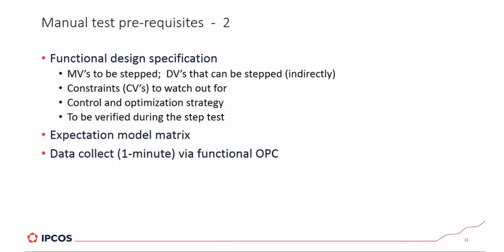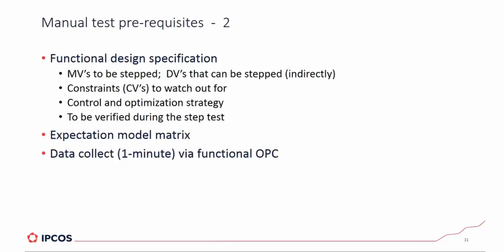Before we start our step test, an important prerequisite is the actual functional design specification, because this will tell us which are the MVs that we need to step, which are the DVs that have to be watched or stepped in the case where that is possible, maybe in an indirect way, for example. And also that will tell us which are the CVs, the constraints that we will be watching for. Some of them to eventually include in our APC as control variables, and in other cases just important downstream constraints maybe, which we have to keep in mind anyway.